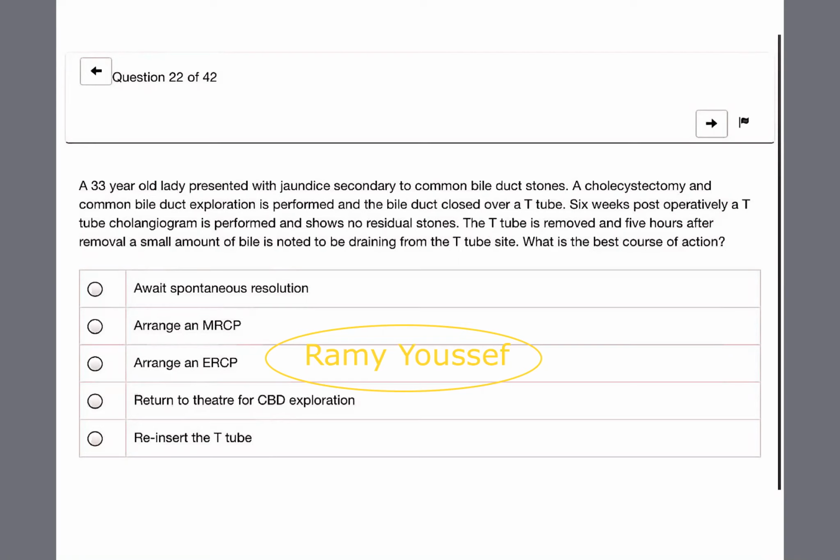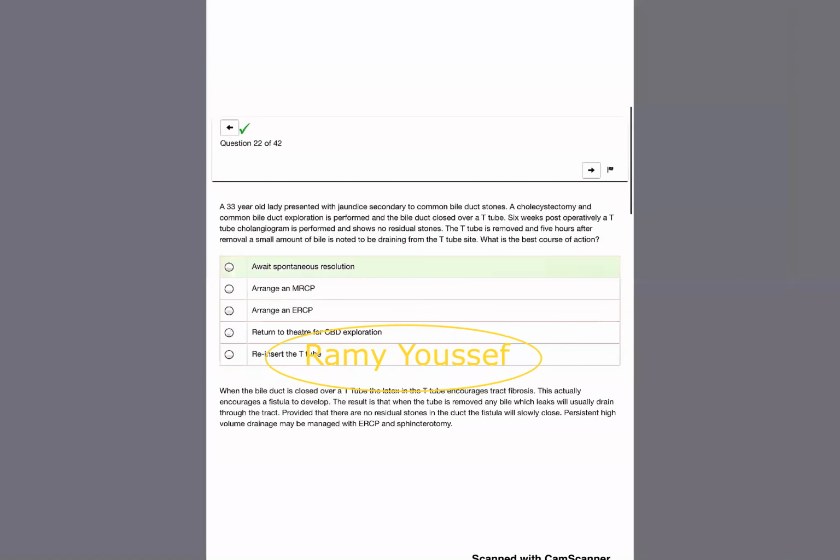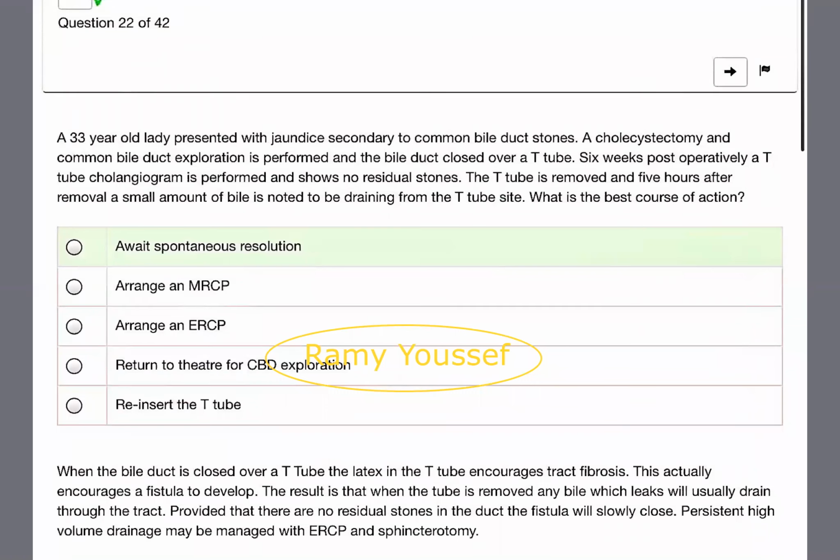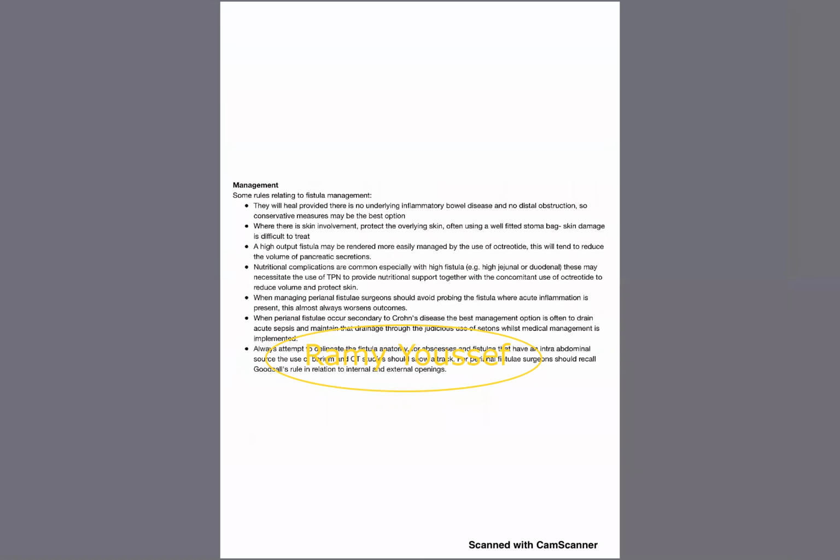Exactly. This is the fibrous tract, the fistula forming between the CBD and the skin, and it normally closes spontaneously as the normal pathway is clear and there is no obstruction and no infection. The question says just five hours post removal, so await spontaneous resolution as there is no distal obstruction. Okay?